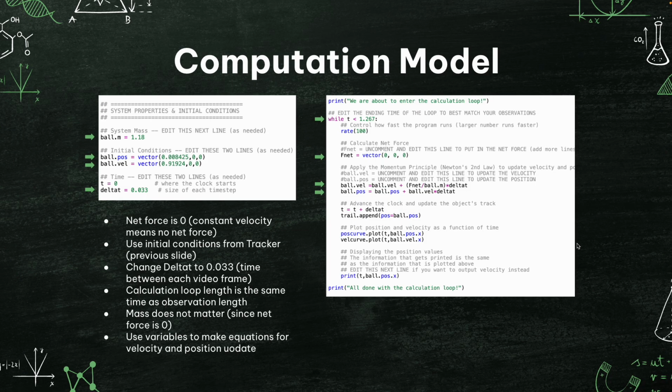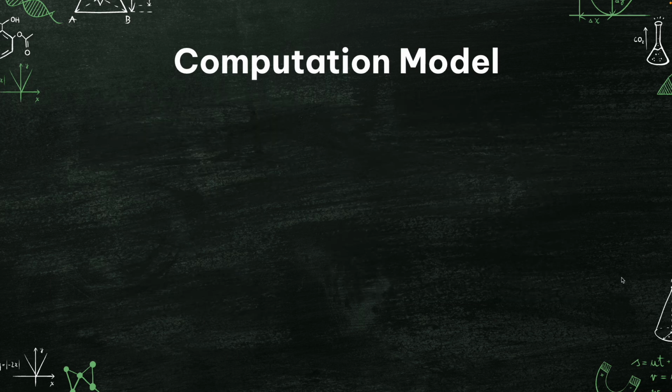Next, I took the starter code and changed it as needed, as shown by the arrows, to be a comparable model to my observed conditions. I changed the initial conditions according to my observed initial velocity and position. The delta was my change in time, which was 0.033. Using the equations I derived earlier, I used the variables given in the code to make position and velocity update formulas in a calculation loop, which ultimately let me see the predicted position of my object as time increased and resulted in a positive slope.